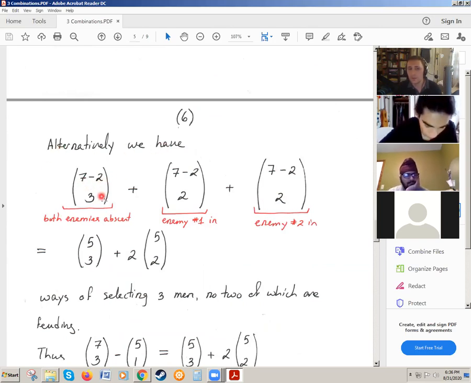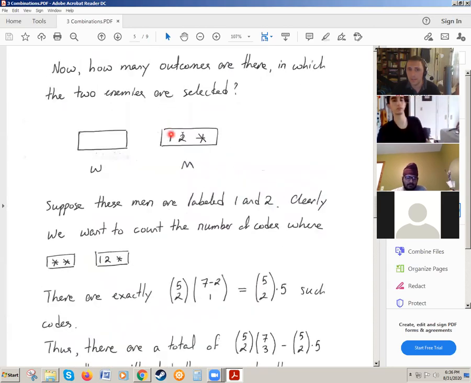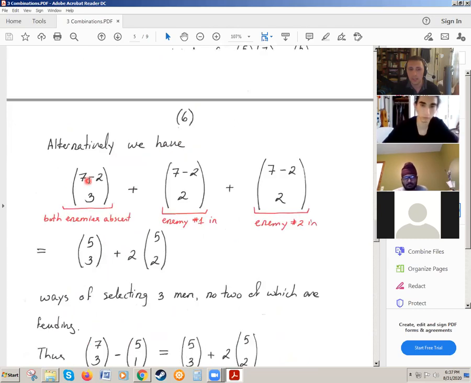So one possibility is that I have neither of the enemies, which means 7 minus 2. I have 7 minus 2 options, and from them I need to choose 3 because I need 3 men on the committee. 7 minus 2 because the 2 people are excluded, they're already taken care of. So 7 minus 2 choose 3, both enemies absent. That's how many possibilities of just filling in this box without having 1 and 2. Plus 7 minus 2 choose 2.